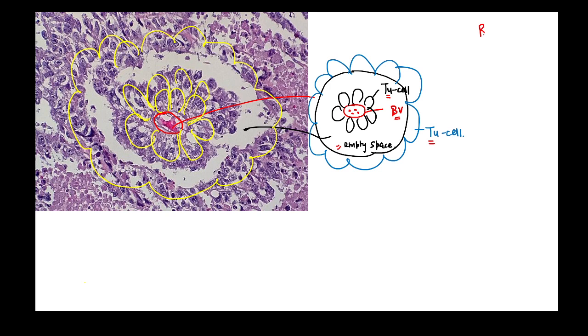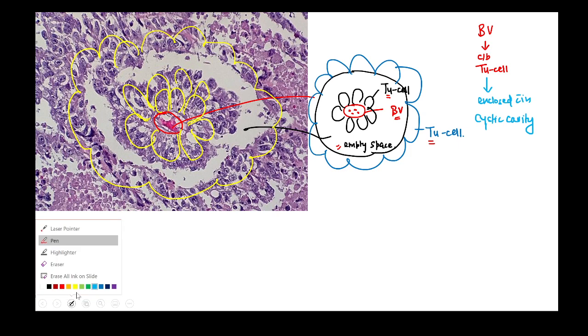So again I repeat, listen to me, I am showing you blood vessel, right, covered by tumor cells, and these things are enclosed within the cystic cavity, right? And this cystic cavity is again covered by tumor cells. So what is this structure?